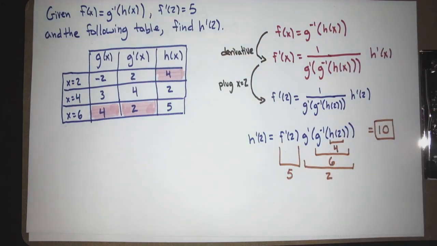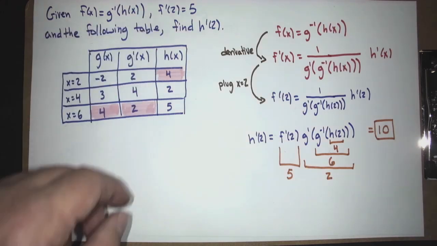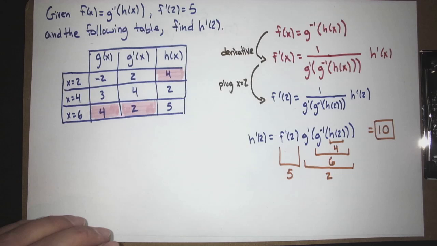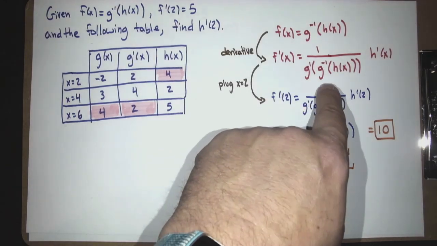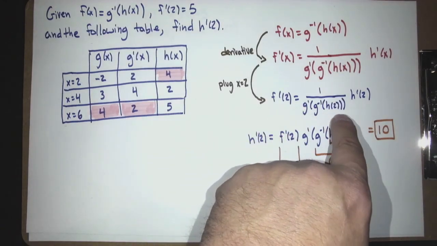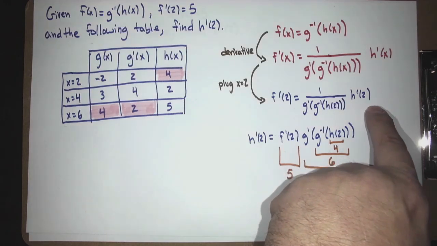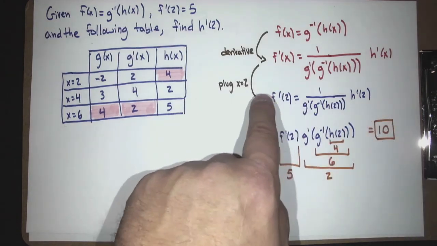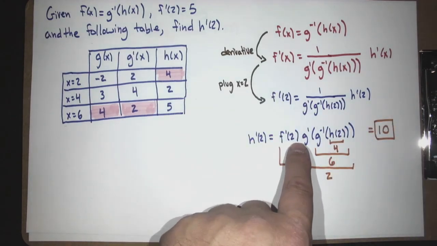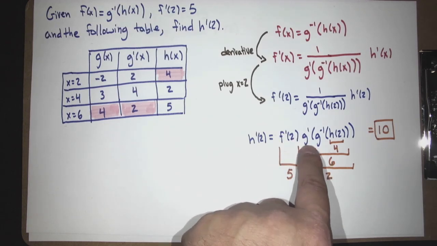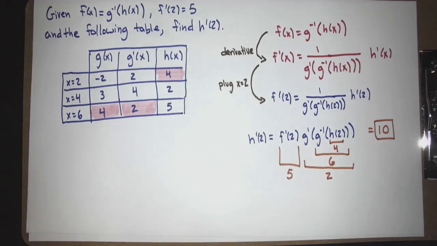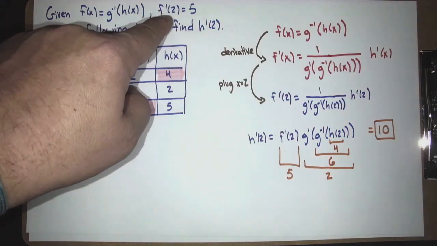All right, so derivative, use the chain rule. And now you're like, well, look, I don't need f prime of x. I need f prime of 2. So plug in 2. F prime of 2 is 1 over g prime of g inverse of h of 2 times h prime of 2. Now, we're after h prime of 2. So we'll move that to the other side. H prime of 2, that's f prime of 2 times g prime of g inverse of h of 2. And now we start figuring things out. Well, we know f prime of 2 equals 5.